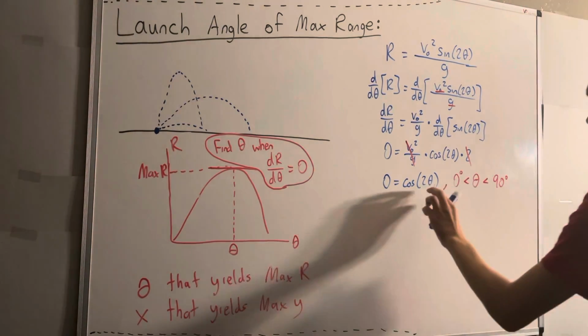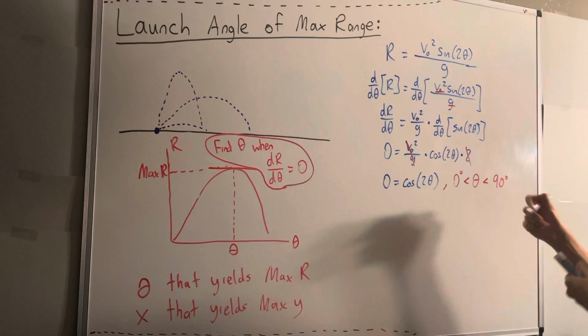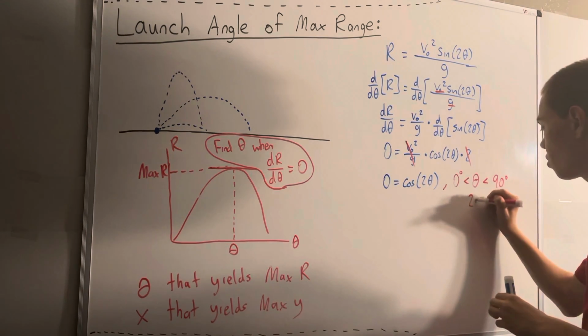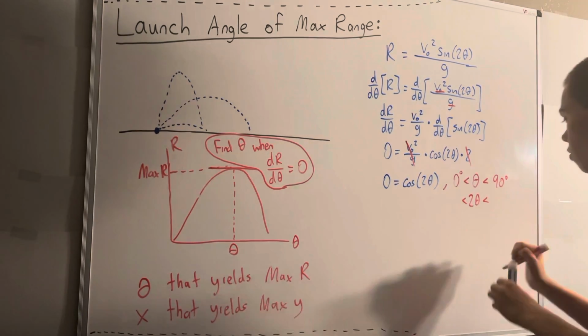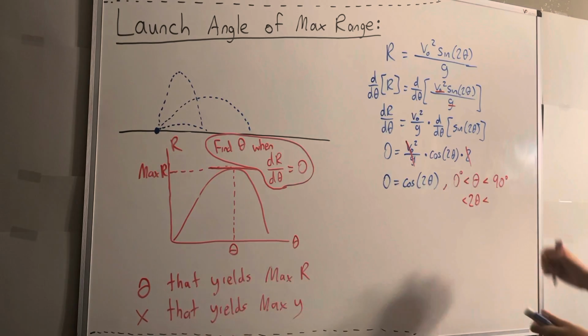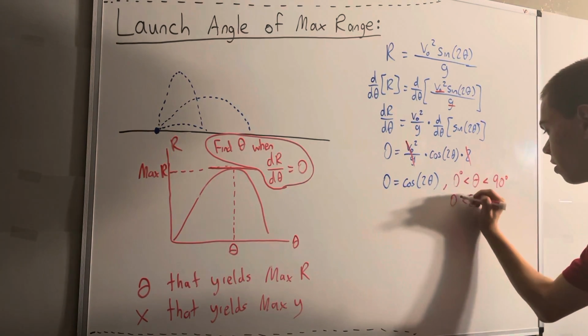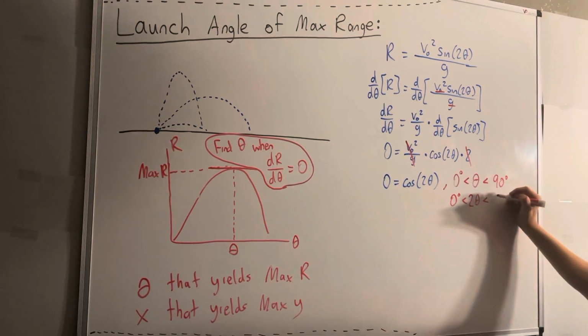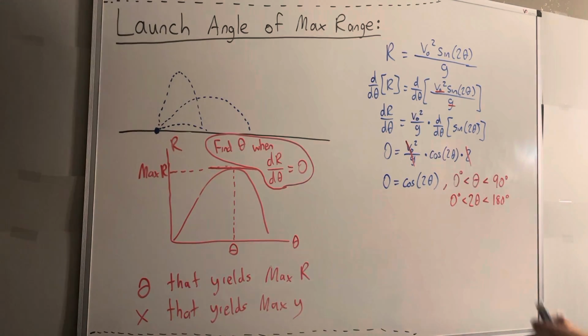Now, this is 2 theta, however, not theta. So if we wanted to know what 2 theta can range between, we just multiply 0 by 2 and multiply 90 by 2. So really, 2 theta can range between 0 degrees and 180 degrees. So we have to keep this in mind.